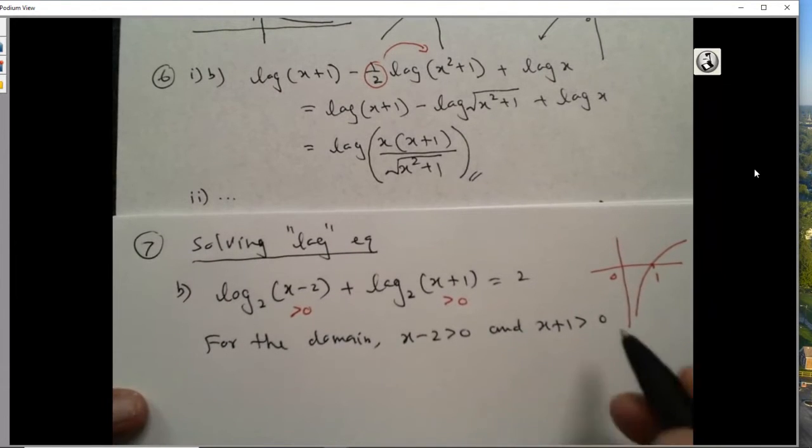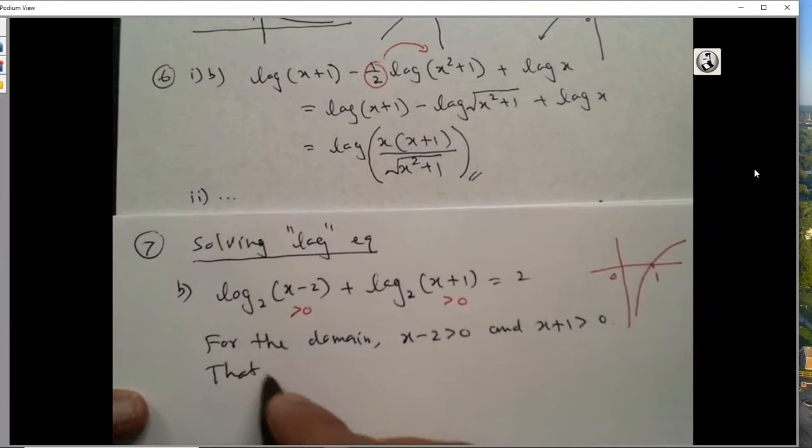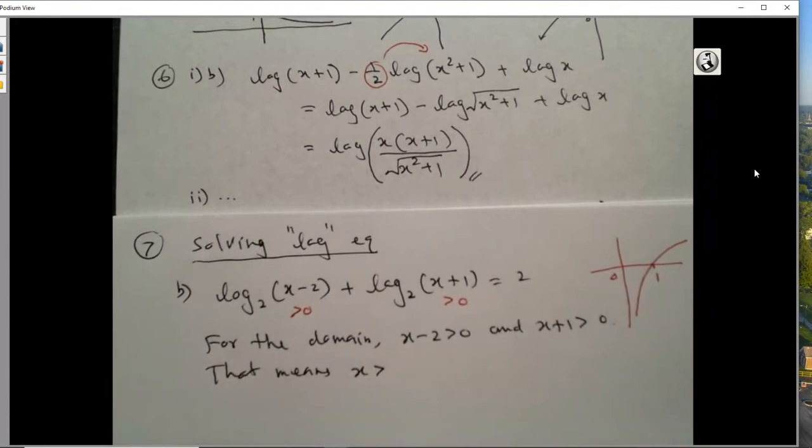So what does that mean? That means x is greater than what number? This is x greater than 2. This is x greater than negative 1. So x greater than what number? Exactly, x greater than the larger.